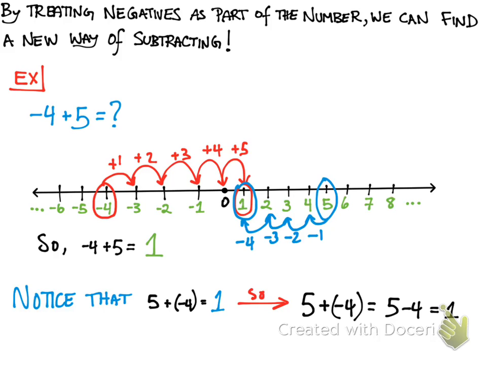Notice that here I added a negative number. 5 plus negative 4, which is the same thing as saying 5 minus 4, is adding a negative number. Because we can add negative numbers now, we can get rid of the subtraction altogether. We don't have to say minus anymore. From now on, we can say, let's add a negative number. Let's do one more example of adding negative numbers.